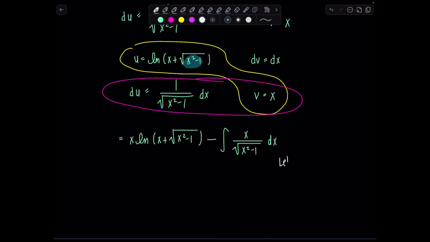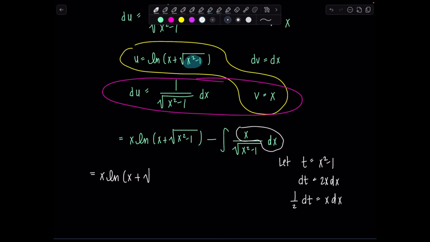Instead of a u sub, let's do a t sub. Let's let t equal x squared minus 1. So then dt is 2x dx. Is that what I see? Not quite. All I have is x dx. So 1/2 dt then is x dx. Perfect.